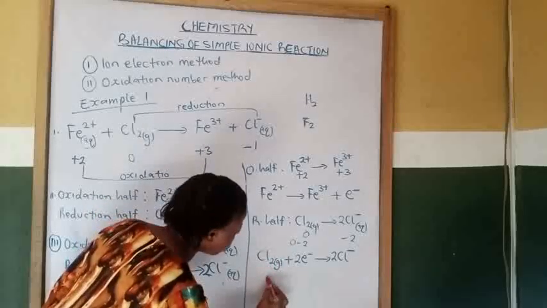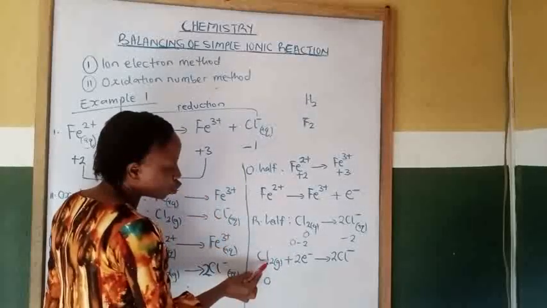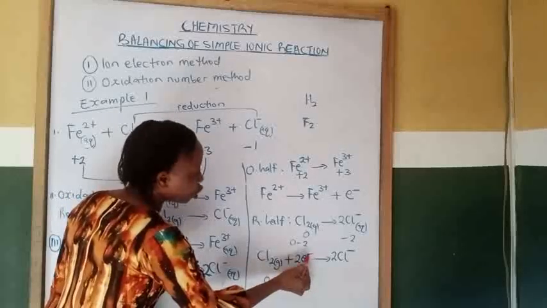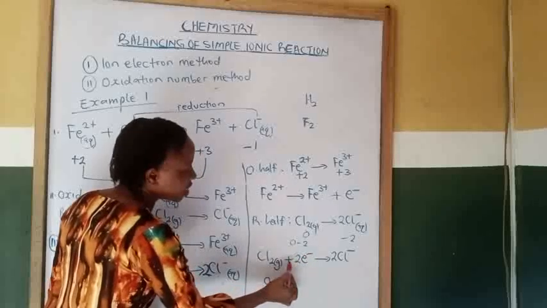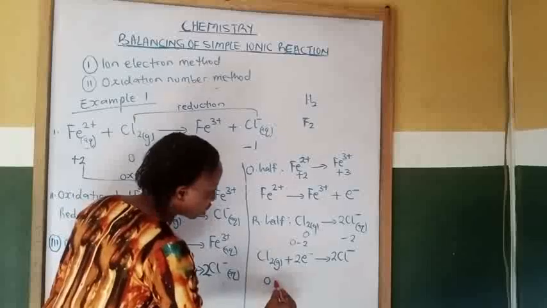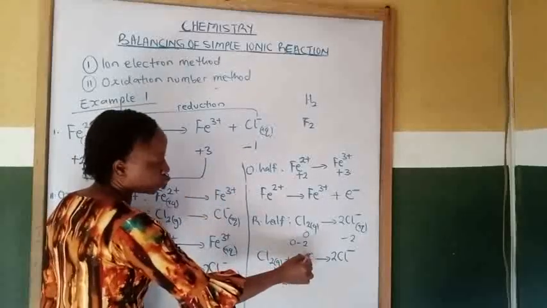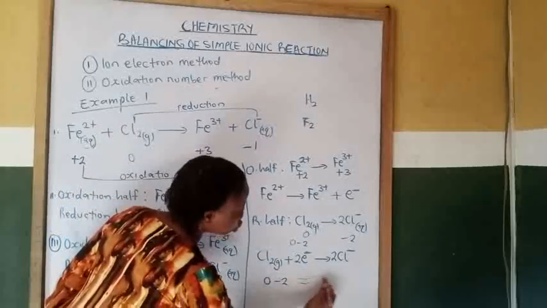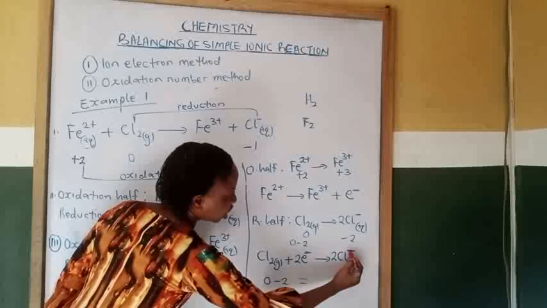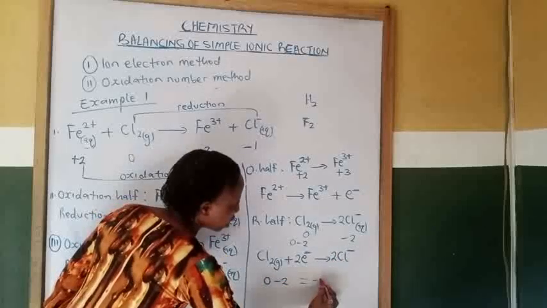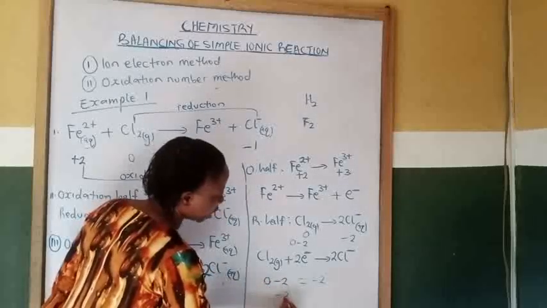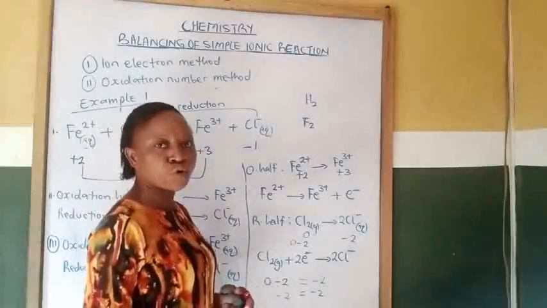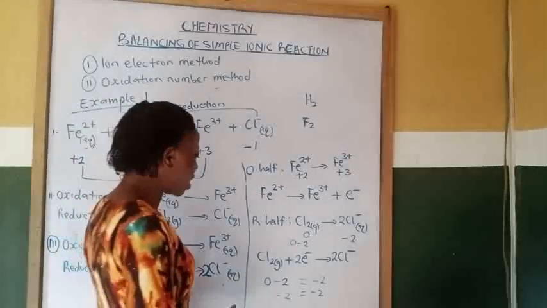So this one is what? It is 0, because this is a molecule, so the oxidation number is equal to 0. Now this one is minus 1 times the coefficient. The coefficient is plus 2. Minus 1 times plus 2 will give us minus 2. The coefficient of this one is 2, then the charge is minus 1. Minus 1 times 2 will give us minus 2. 0 minus 2 will give us minus 2, equal to minus 2. So we have equalized the number of electrons at both sides.